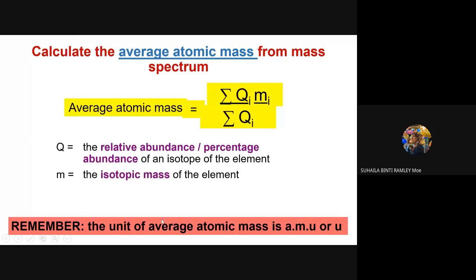So we have a unit for average atomic mass. The unit depends on the question, whether u or amu. Or if the question does not give any unit, we just write u. But for average atomic mass, we need to write the unit.